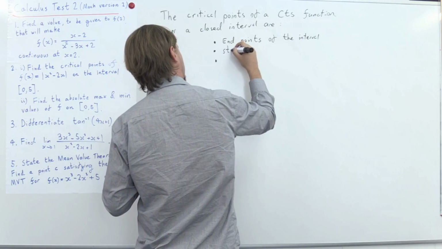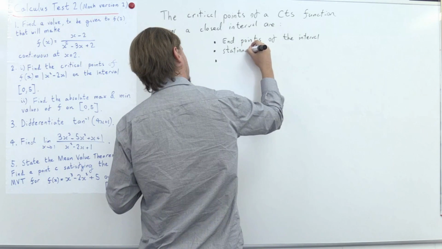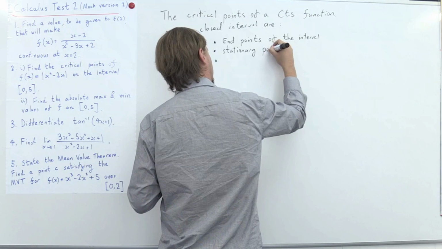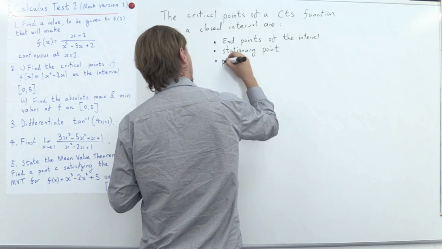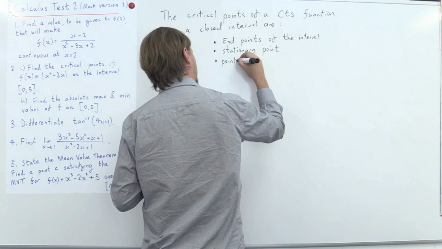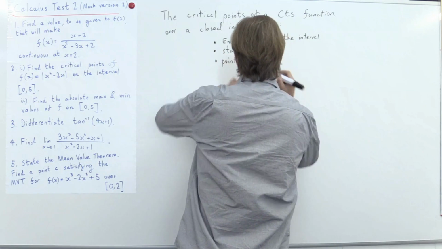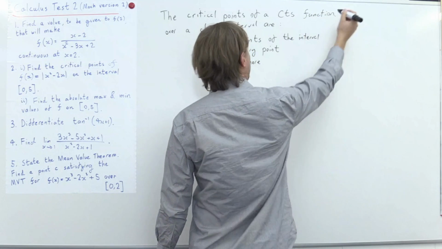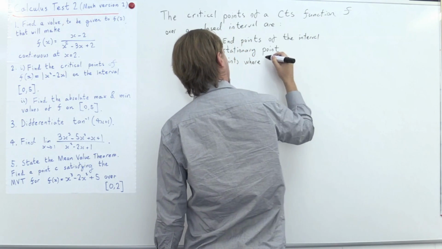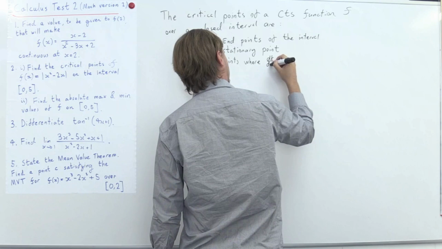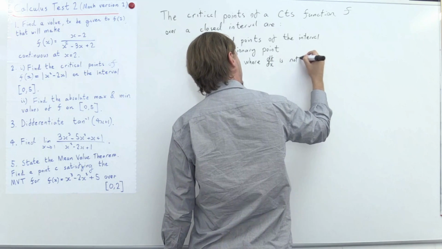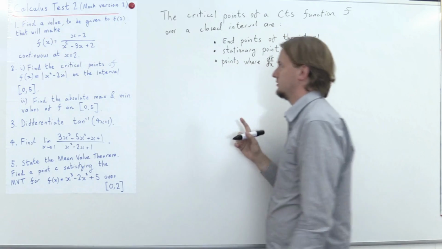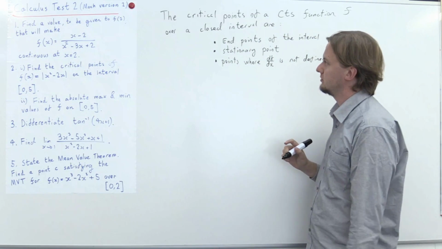The stationary points, those points, well, this is differentiable, it's the points with derivative 0. And one more type is points where the derivative is not defined. So I call this function f, to make my life easy, where f'(x) is not defined. Now that might be something nice to write down, because it does show you know what you're talking about.